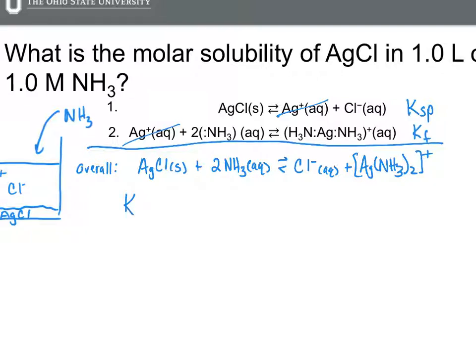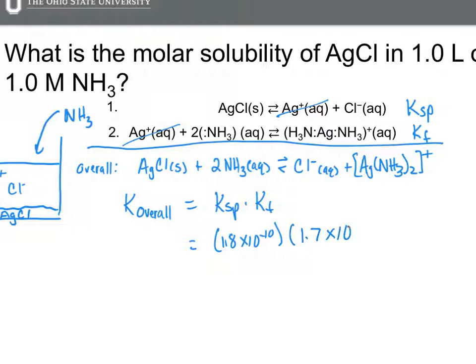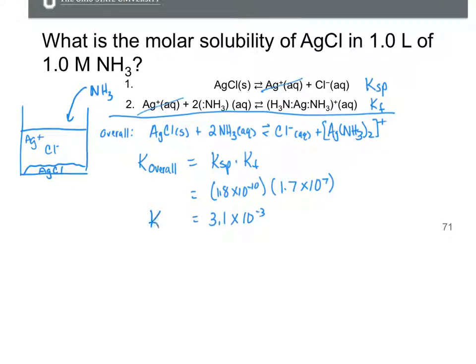So how do we find the K for this equilibrium? Back to chapter 15. We multiply. So K overall is going to be equal to Ksp times Kf. For this equilibrium, Ksp is 1.8 times 10 to the minus 10. Kf is 1.7 times 10 to the 7th. And so K overall is equal to 3.1 times 10 to the minus 3. Okay. Everyone good so far? This is complicated. It will come back to haunt you. Warning.